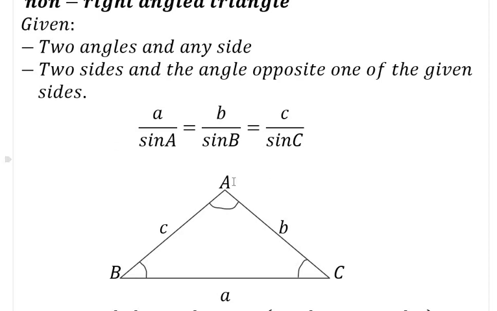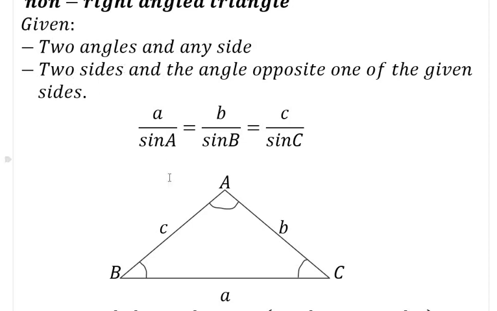If you are given any angle, two sides and the angle opposite one of the given sides, that means for this first one, two angles and any side, you may be given angle A and B and side A. You may be given angle B and C and side B or C. So just make sure that you have two angles and any side. You will use the sine rule.